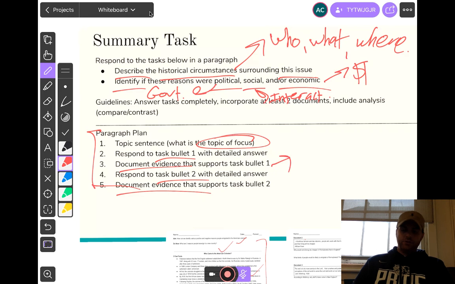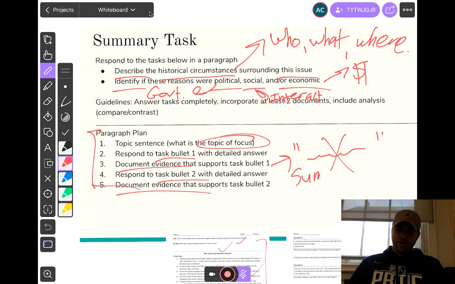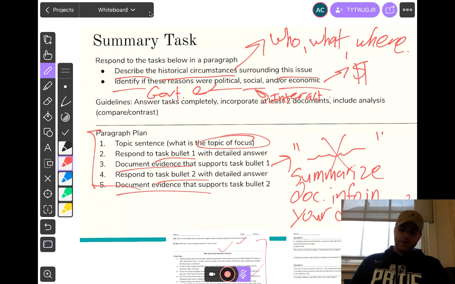Remember, when we're including document information, we should not be just dropping quotes in. It's not what we want to see. Summarize the document info in your own words. Bring in the document information in your own words, and use it to support your answers for these task bullets.